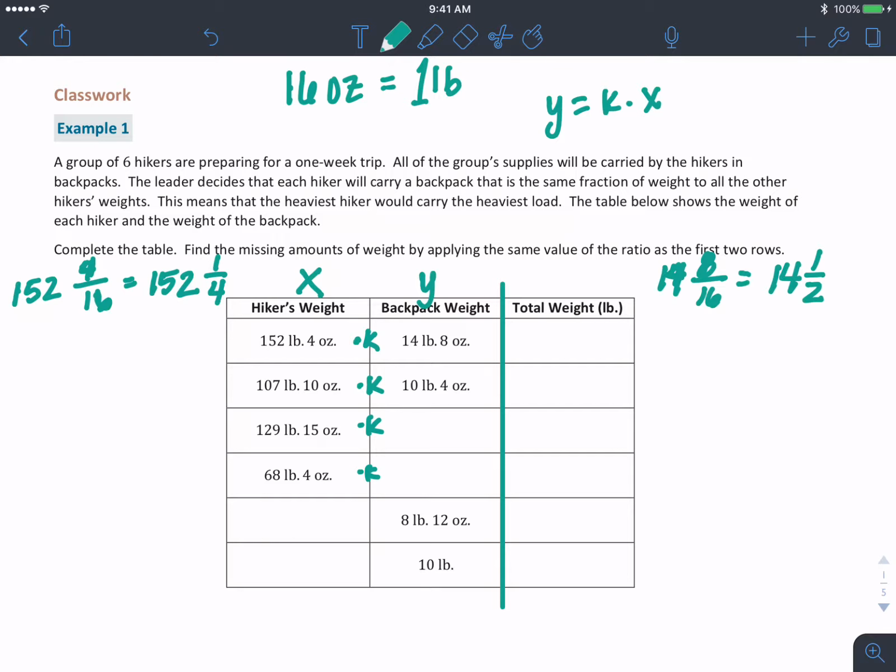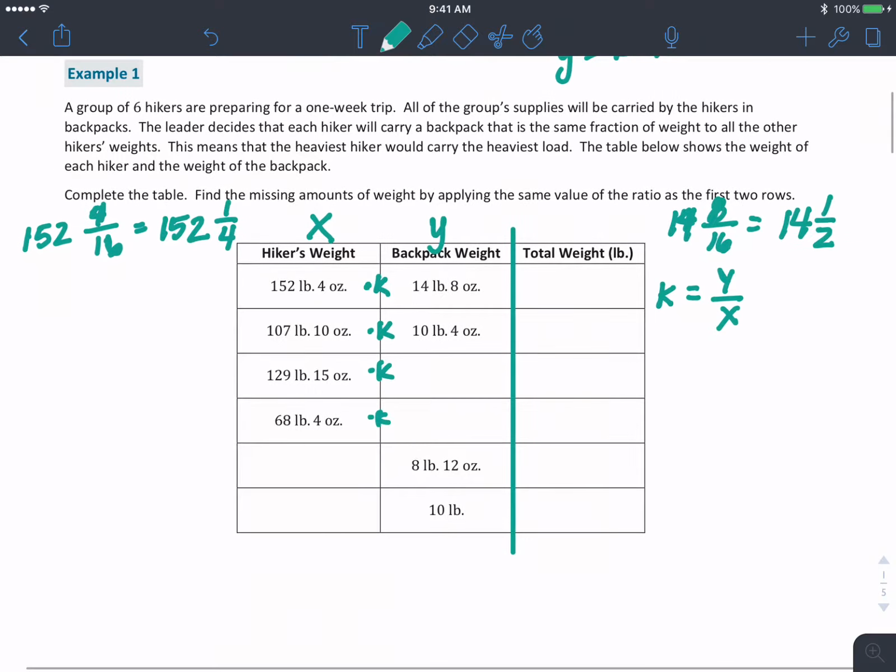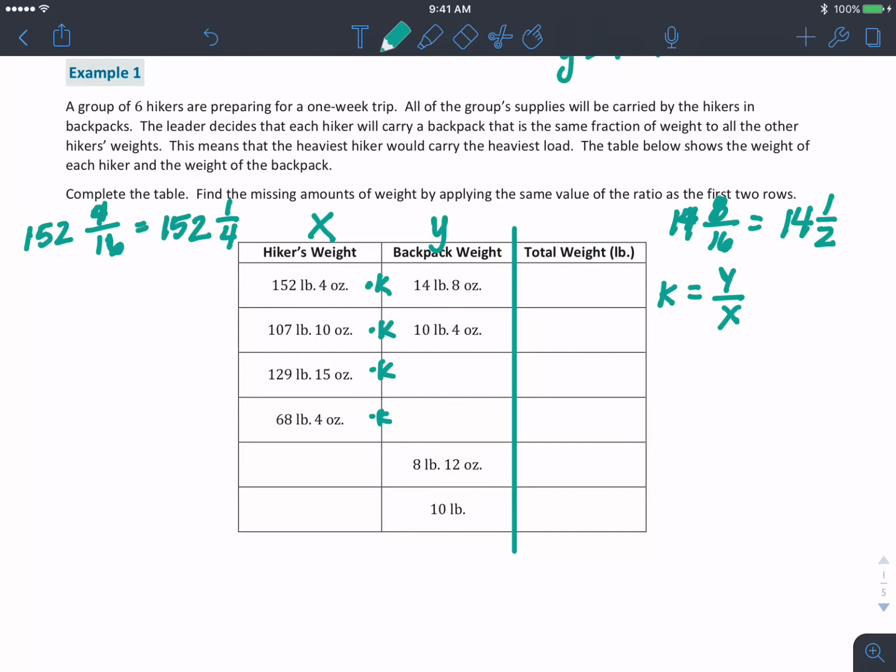All right, so let's find our k value. And the way that we do that, remember that we have to divide our y by our x. So we have 14 and a half, divided by 152 and 1/4. So to find k, we're going to say our y over x. So we're going to take our 14 and 1/2 and divide it by 152 and 1/4. All right, so that's what that's going to look like. Let's set it up the way that we normally do.